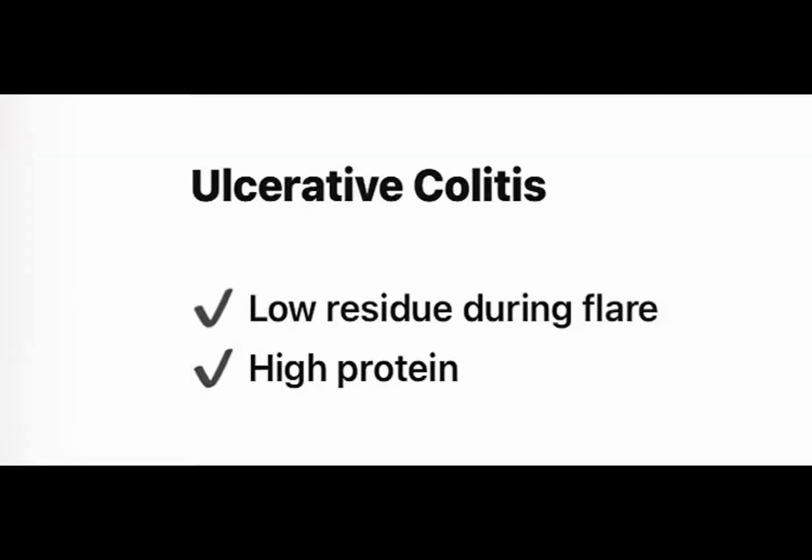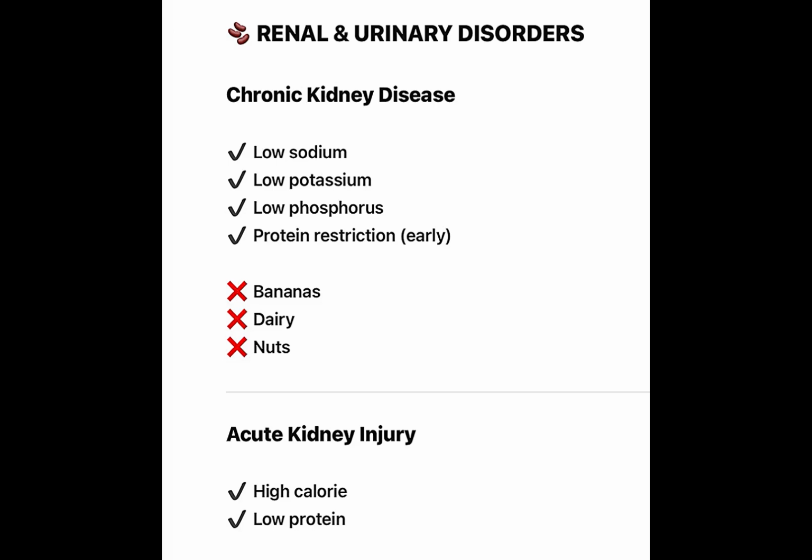In ulcerative colitis, give low residue during flare and a high protein diet. In chronic kidney disease, avoid bananas, dairy and nuts and give a low sodium, low potassium, low phosphorus and protein restriction diet. And in acute kidney injury, give a high calorie and low protein diet.